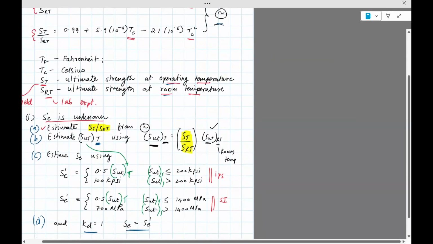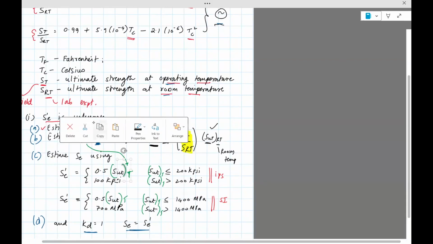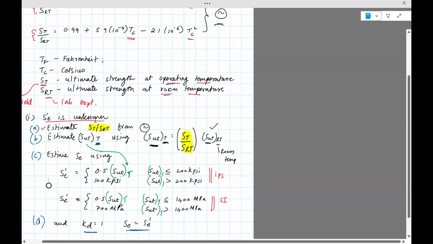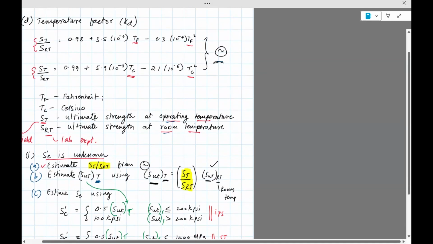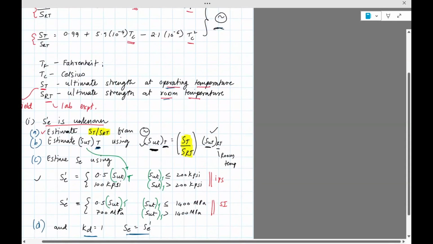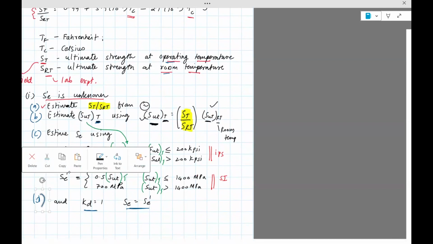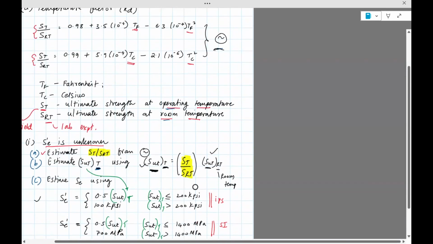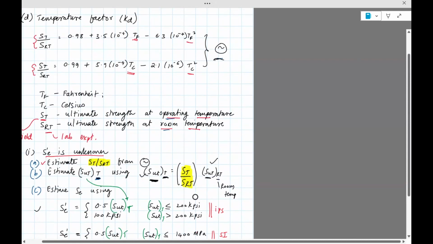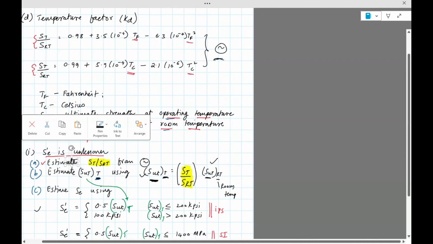So I've outlined the recipe here. If the endurance SE prime is unknown, then this is what you do. You first estimate ST divided by SRT from the formula here. Then we estimate the SUT, the ultimate strength at operating temperature, using this formula. Then finally, we'll compute SE prime using these formulas. So let's put this into action. We'll follow this recipe for the first case when SE prime is unknown.